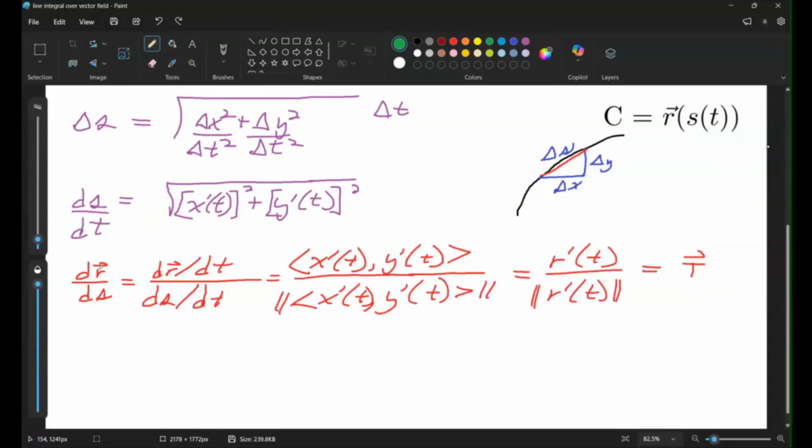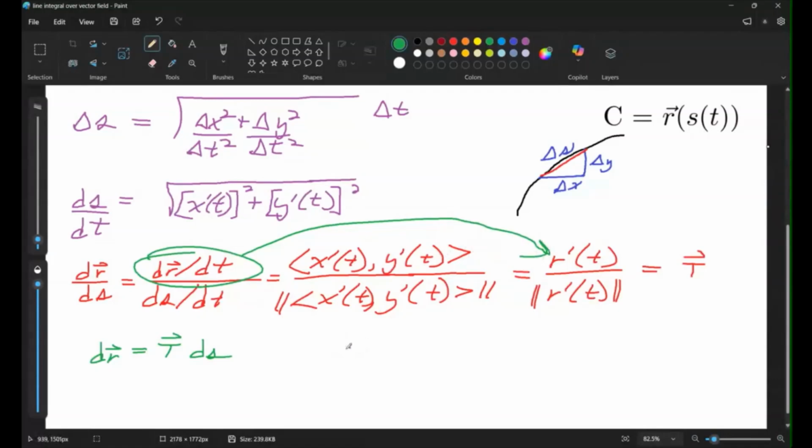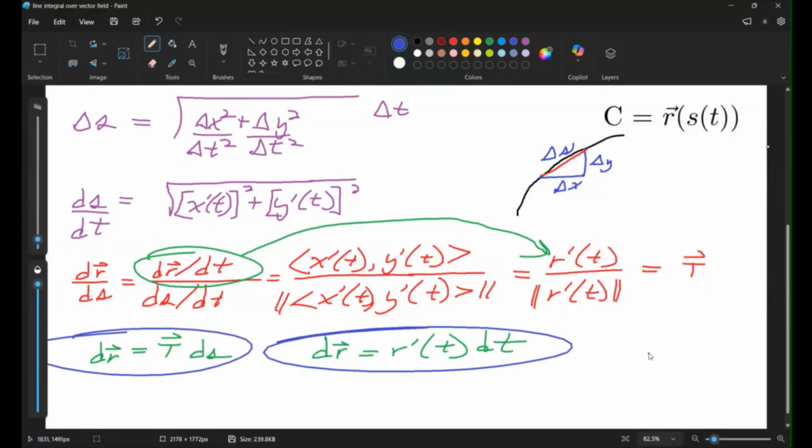And now the last thing I want to do is take this and write it as a differential: dr equals the unit tangent vector times ds. And then the other thing I'm going to do is take the fact that this equals this, and write dr in a different way. And so what we end up with are two different expressions of dr, and I'm going to use these in a minute to do substitutions.